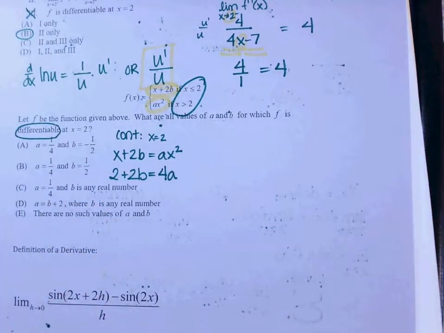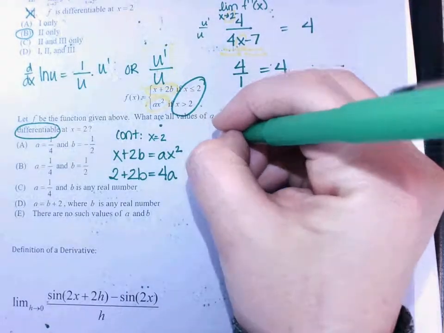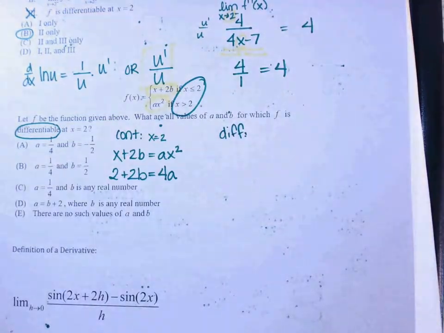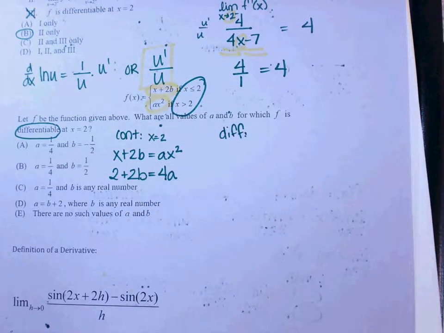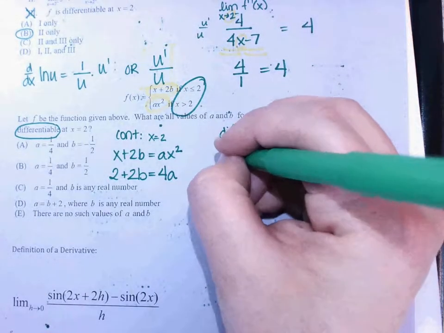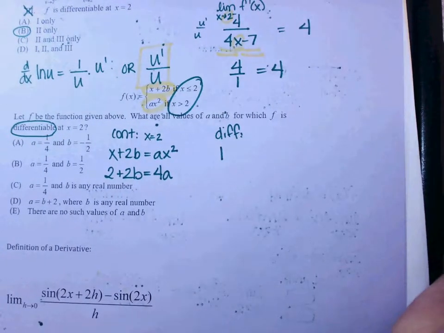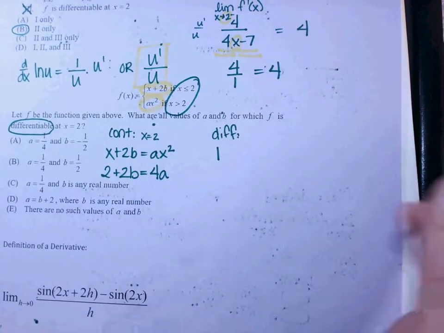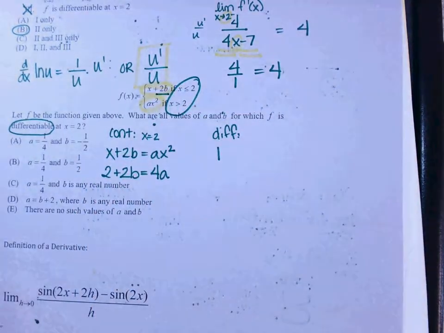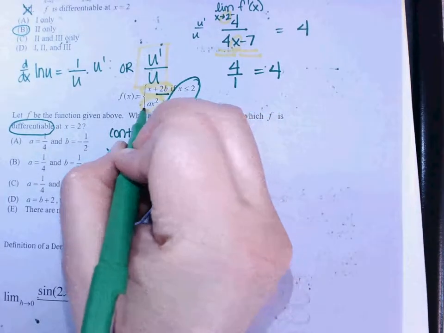Differentiable means what else has to be the same? Not just the sides, but their derivatives. Very good. So for differentiable, what is the derivative of the top? x plus 2b. What's 1? Why is the derivative of 2b going to go away? Because remember, b is a constant. So when you take the derivative of a constant, it's gone. It's 0.